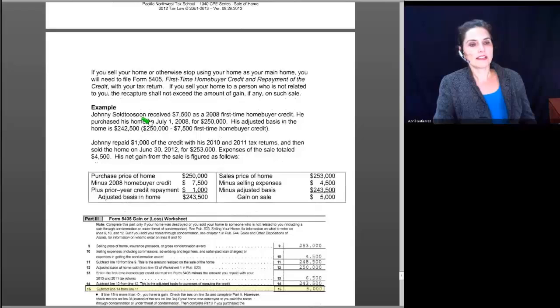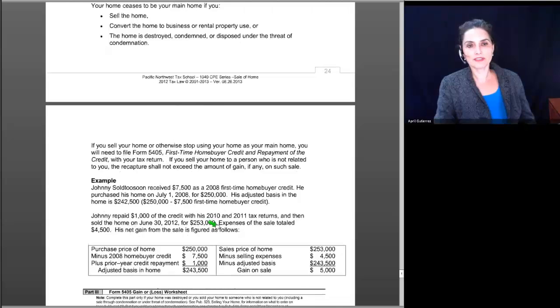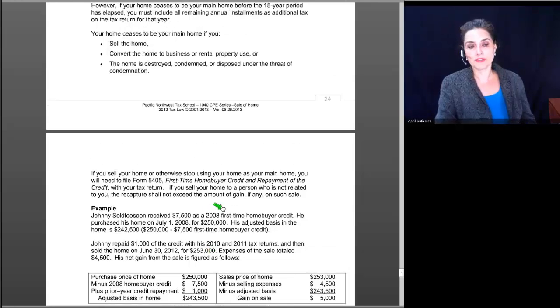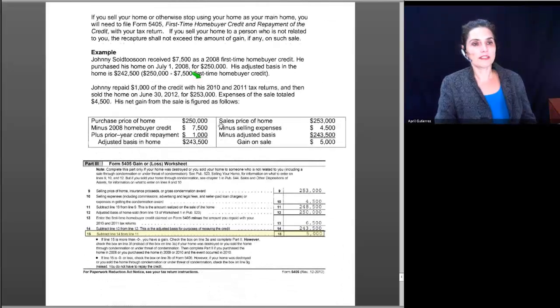So let's look at an example of how that would work. A long time ago when I recreated this illustration, I decided to use the 2008 credit because I feel it's going to be the one that's around the longest, but the rules for filling the form out that you see here are going to be the same if any of those other credit situations apply. So here is our example.